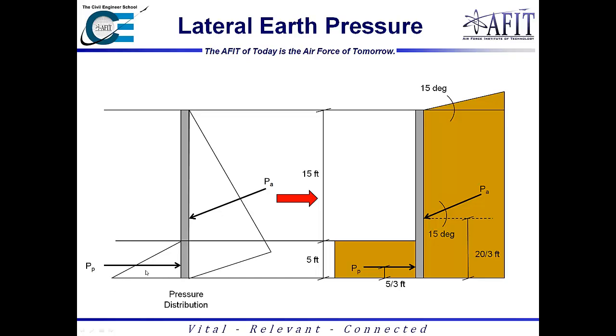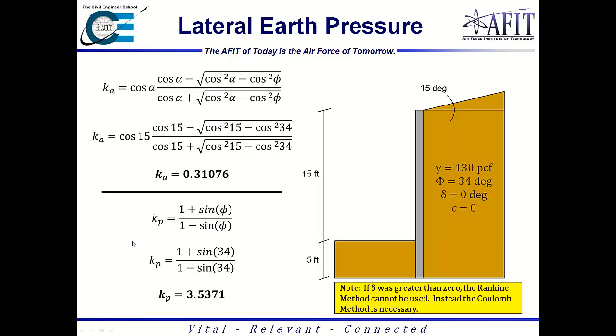And so with the triangle, the actual reaction or location of the resultant will be at the 2/3 point, or a third from the bottom. And so for here, this is 5 feet tall, and so this becomes 5/3 right here. And so that would be the height from the bottom for the passive force.